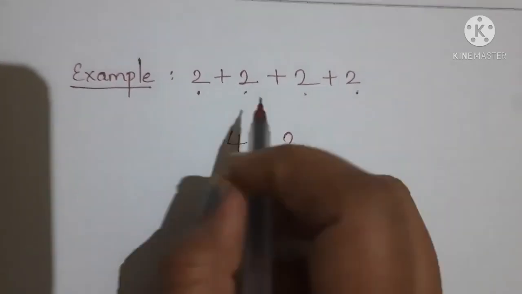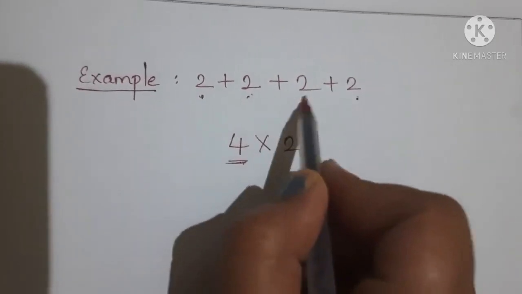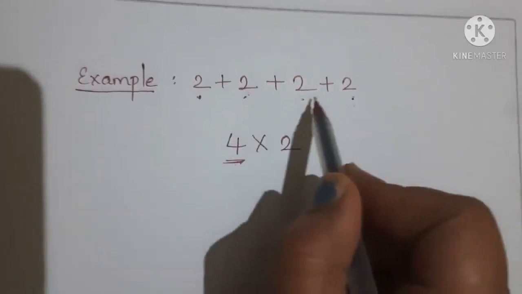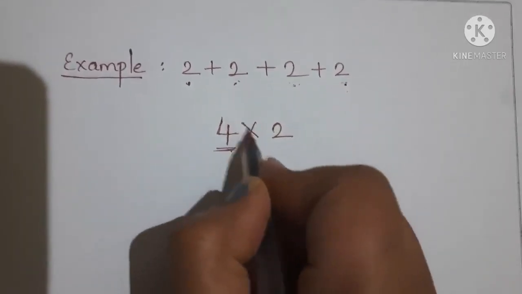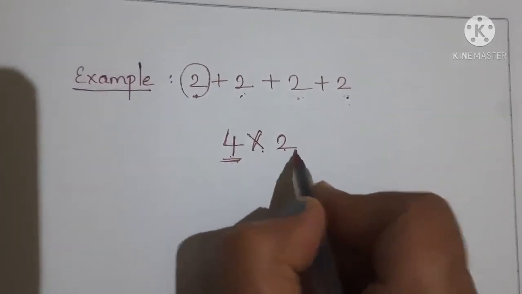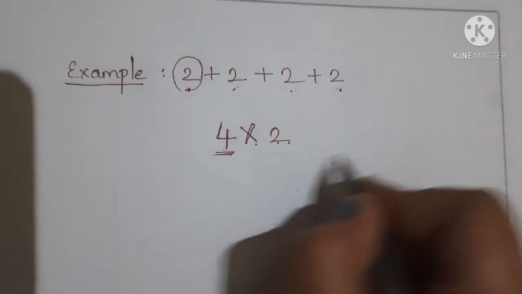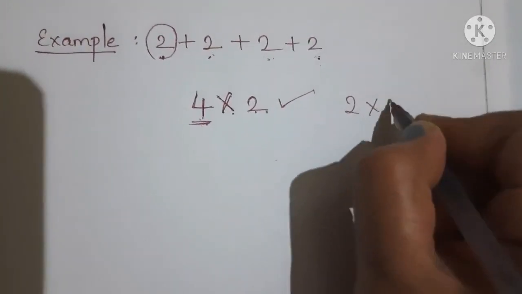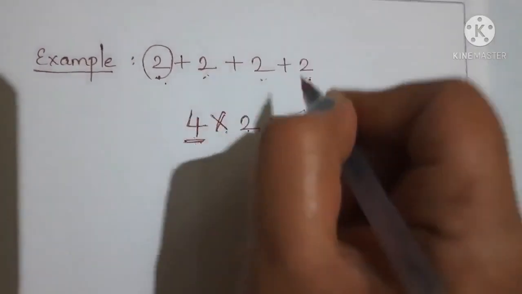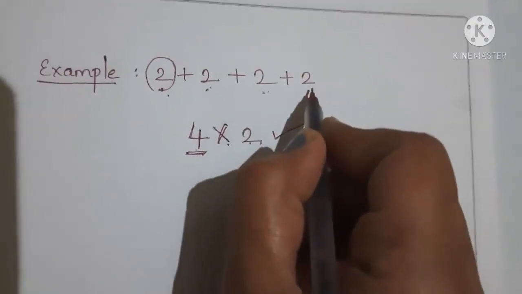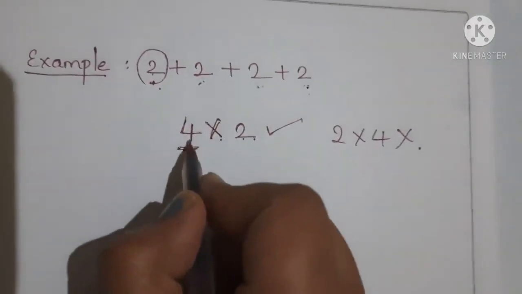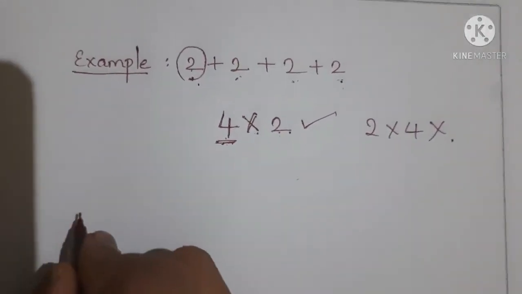Why 4? Because here we are repeating the same number again and again. How many times have we repeated here? 1, 2, 3, 4. 4 times. Which number is repeating? 2 is repeating. So, 4 times 2. Remember children, we should never write it as 2 times 4. This is wrong. We should always start by writing how many times it is repeating. So, 4 times 2.